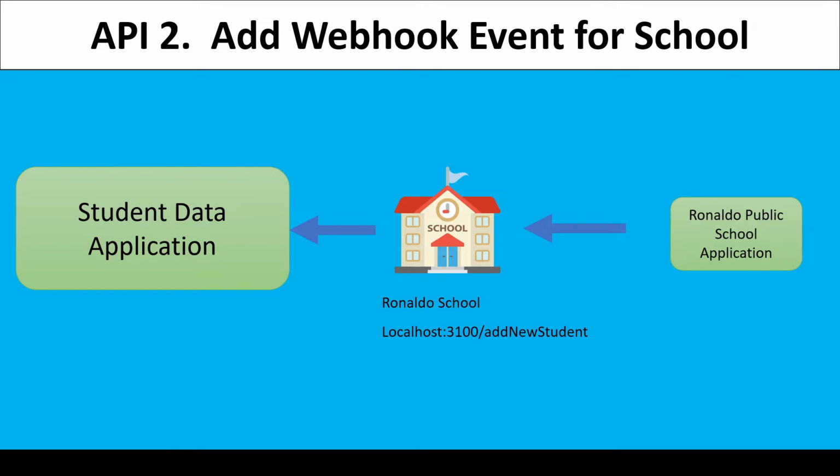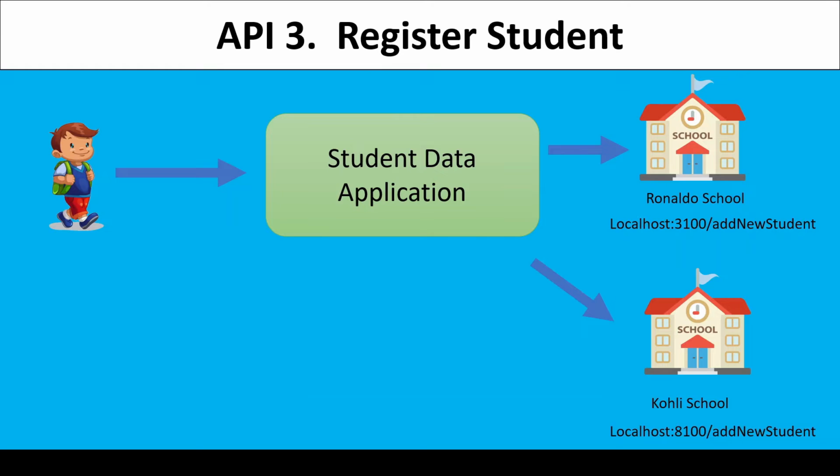After that, in the second API, before implementing it we have to make sure the second application is running, that is the Ronaldo public school application we are going to create here. After that we are going to give some API, and that API we have to register in our main application. So why do we have to register? Whenever any student signs up in our student data application or deletes their data, we are going to send the notification, or the whole response, to their specific school using the webhook approach.